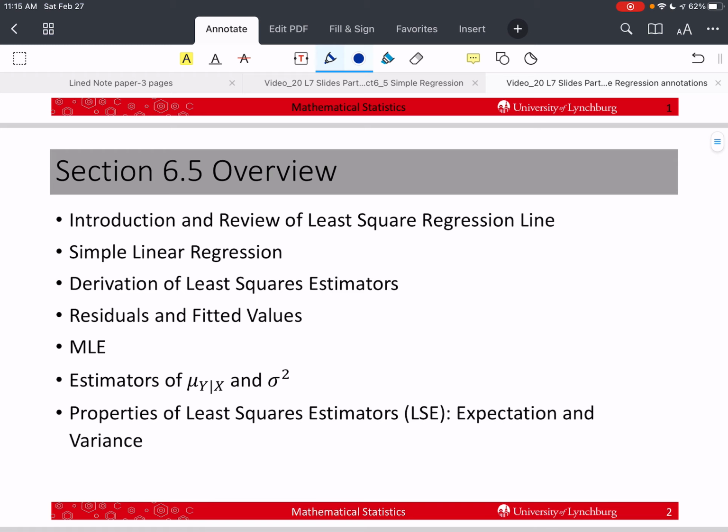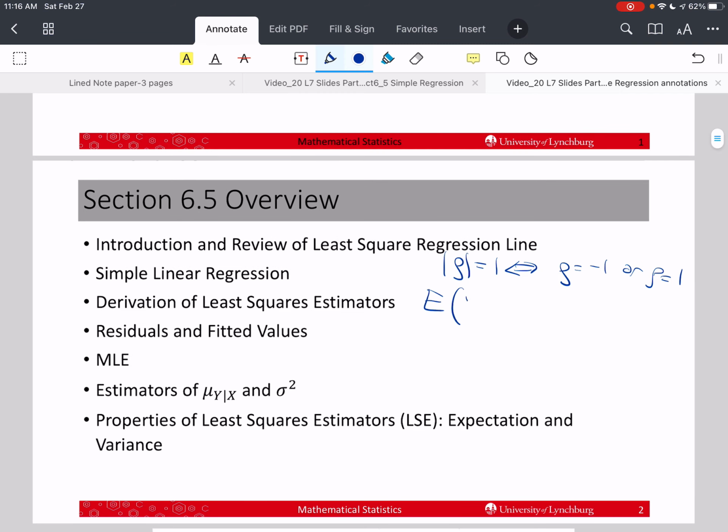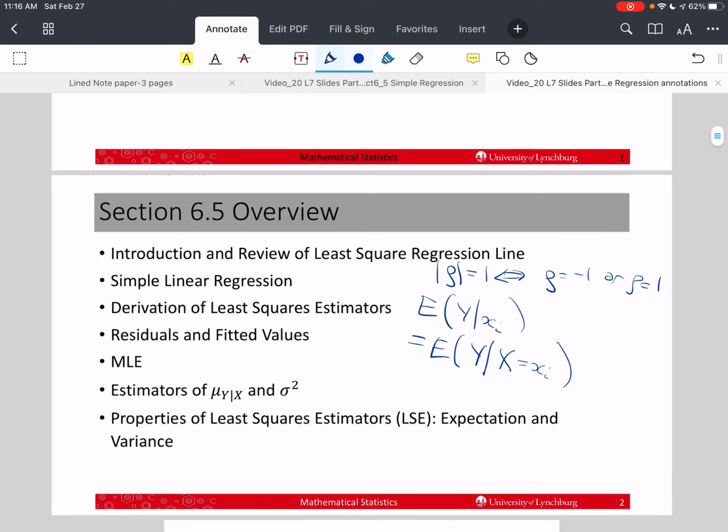So we did an introduction last time of the concept of least squares regression and correlation. We did a review of what we found in sections 4.2 and 4.3 for correlation and regression. In 4.2, we looked at the special case when the absolute value of rho equals 1, so rho equals -1 or rho equals 1. And then in section 4.3, we looked at the conditional mean of y given xi. Just in case it's confusing, this is the same as y given capital X equals little xi. So just to say that those are the same.